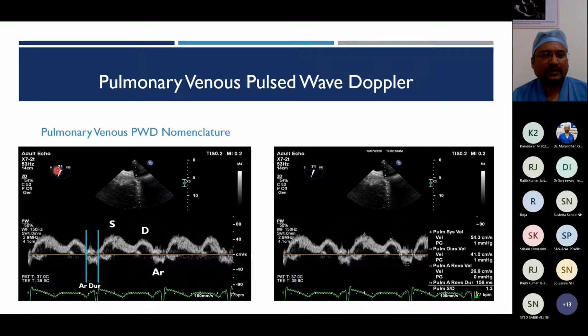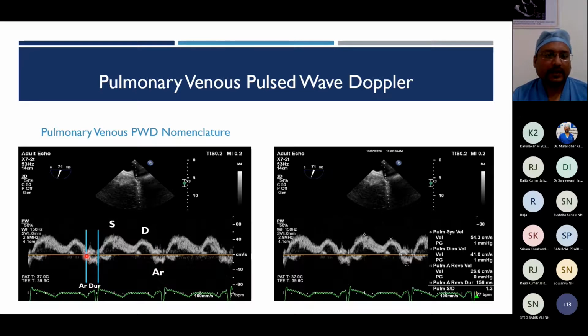This is obtained at 71 degrees, usually 70 to 90 is the range. This is a very parallel alignment of the left superior pulmonary vein with the pulse wave Doppler, and the pulse wave sample of 1 to 3 millimeters is kept 1 to 2 centimeter inside the pulmonary vein, and we get a nice S, D and AR waves.